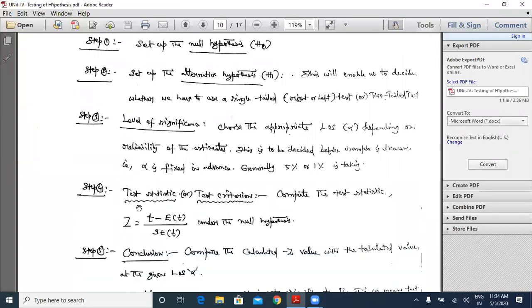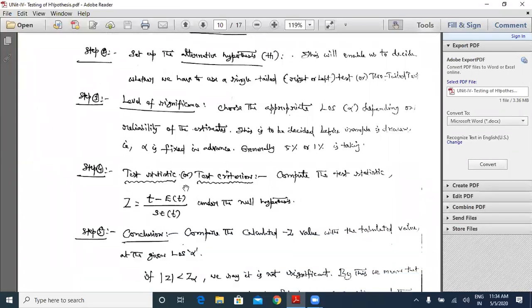Okay, so next, the test statistic. If n is greater than 30, we use the Z test. If n is less than 30, we use the t test, F test or chi-square test. Here we are discussing only n greater than 30, that means large samples only. So we check Z is equal to t minus expectation of t divided by standard error of t, where t means the statistic. This is the standard formula, under the H naught, x bar is equal to mu, let us say.